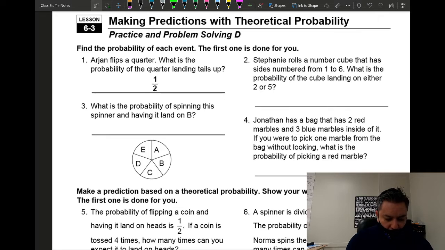So numbers 1, 2, 3, and 4 are gonna be about the same. We're just gonna find the probability of each event. The first one is already done for you. We're just finding the regular probability. Remember, part over total. Whatever you want to happen divided by everything that can happen. That's how you find the regular probability. We're not doing anything else just yet. So the first one is already done for us. It's about flipping a coin. Getting tails is 1 out of the 2. We talked about that in the previous video.